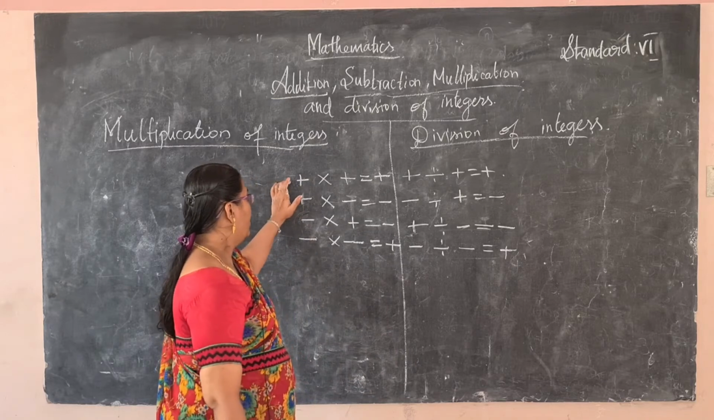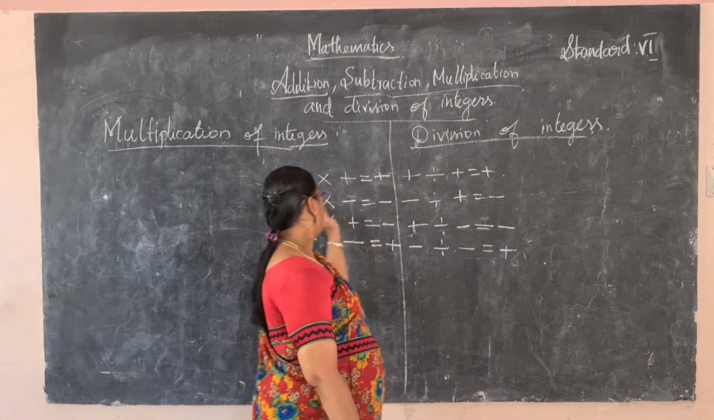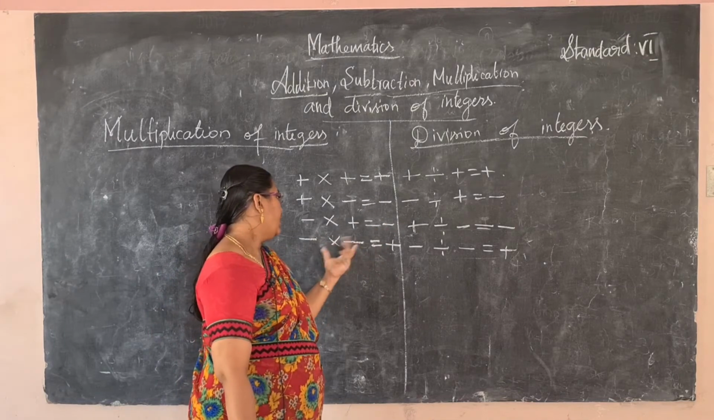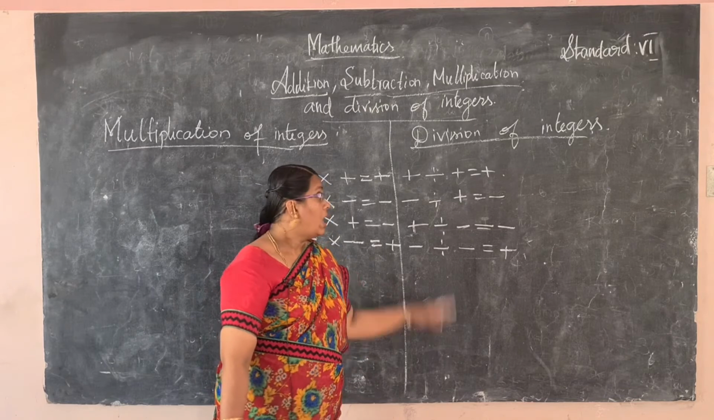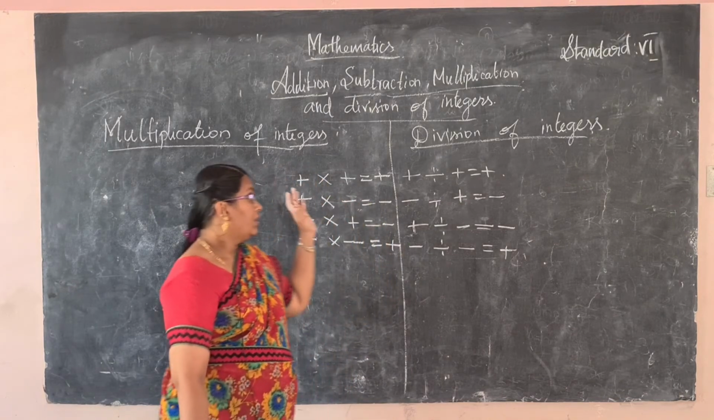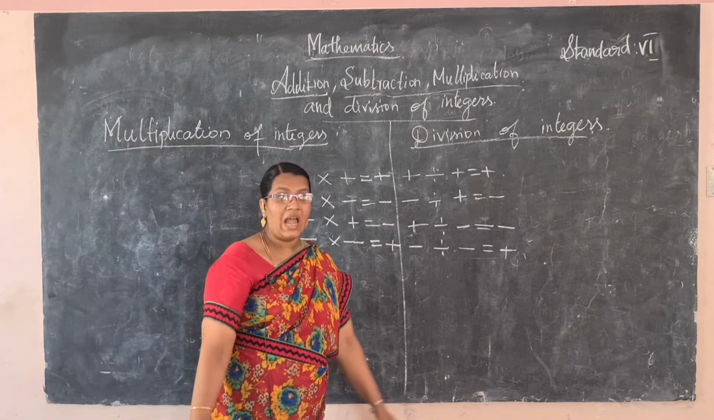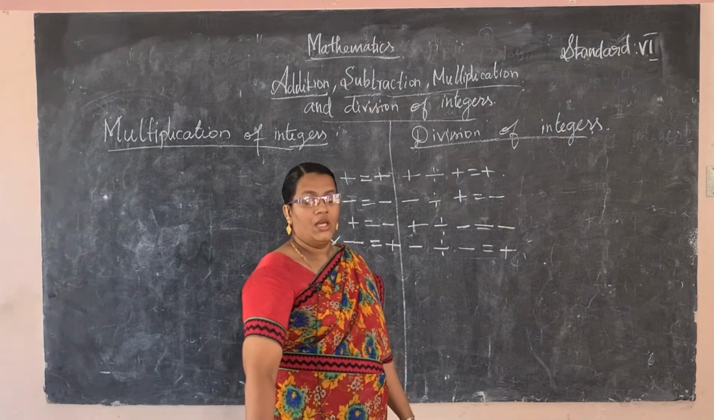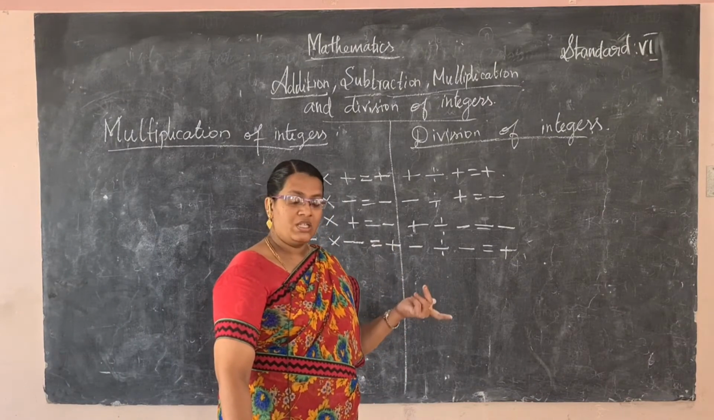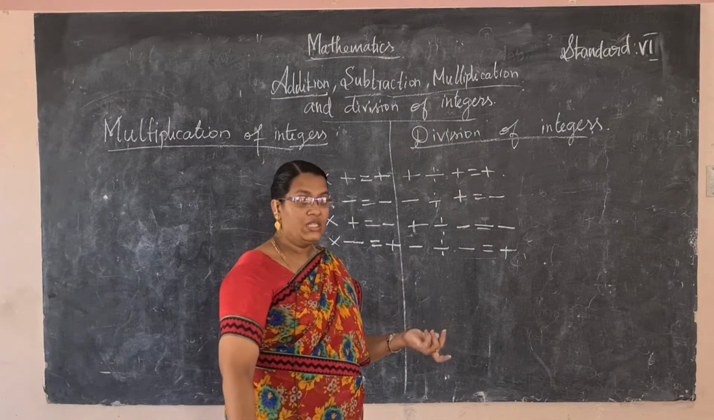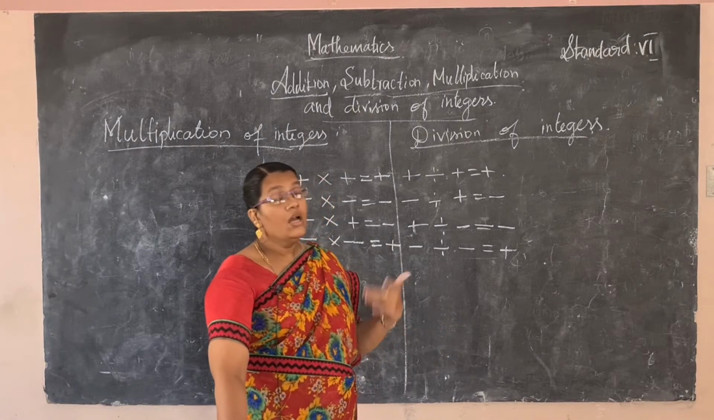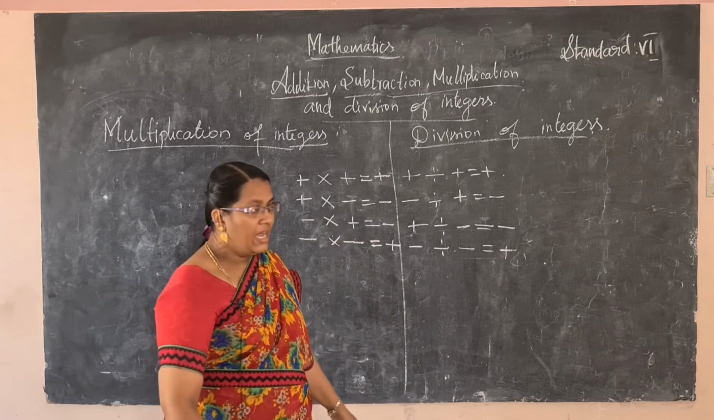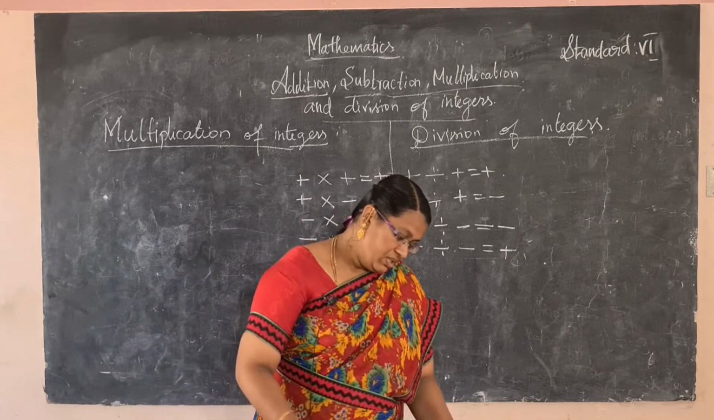So what is our rule? Plus into plus, plus. Plus into minus, minus. Minus into plus, minus. Both having the negative value, we get the positive. So multiplication and division are the same. For two positive numbers or two negative numbers, multiply or divide, we get the positive. Two different signs, one positive and one negative, we get the negative value. That's it, for both operations, multiplication and division. Okay, see the examples.